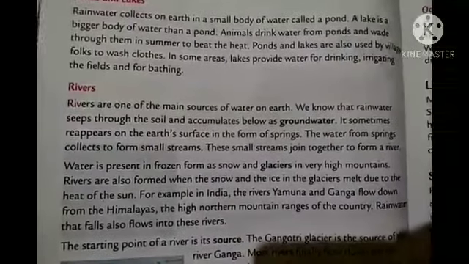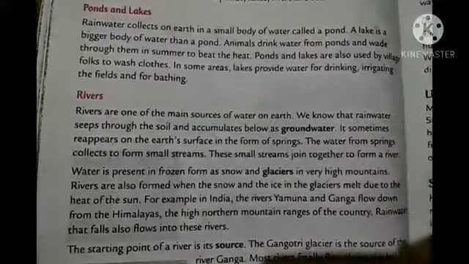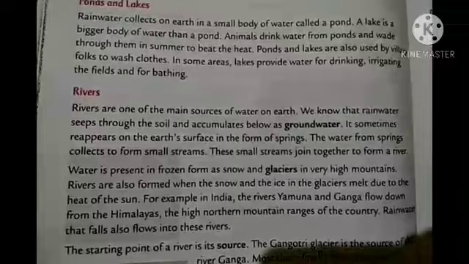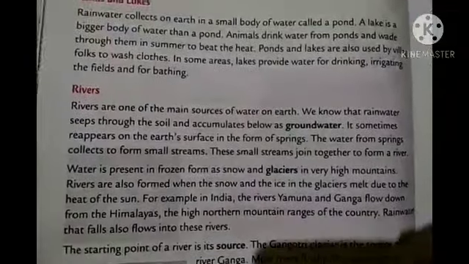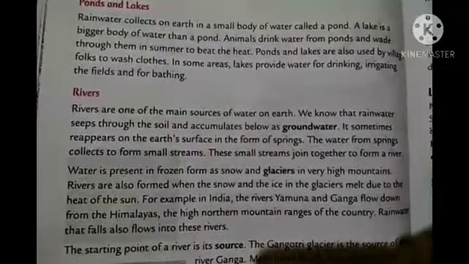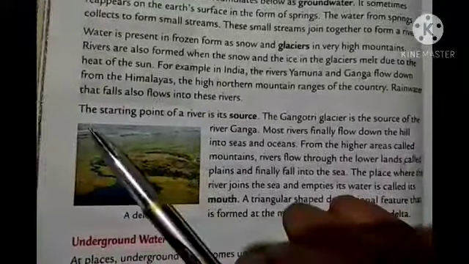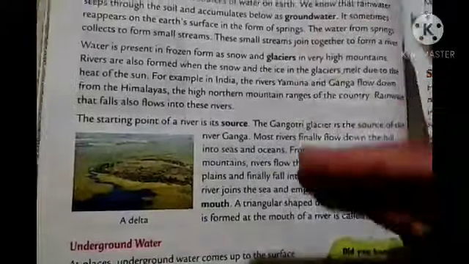Rainwater that falls also flows into the river. So not only the glaciers or snow, but also the rainwater that falls on these water bodies, and this way the river contains flowing water. It is not steady water. You can see river water is always flowing. The point where a river starts is called its source. The starting point of a river is called the source, because from there it started.